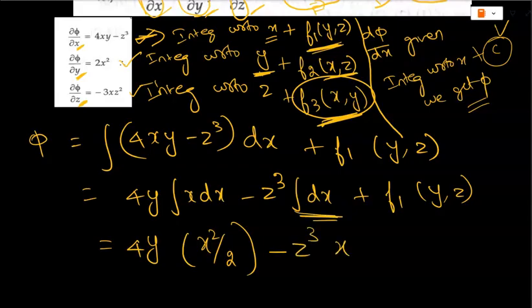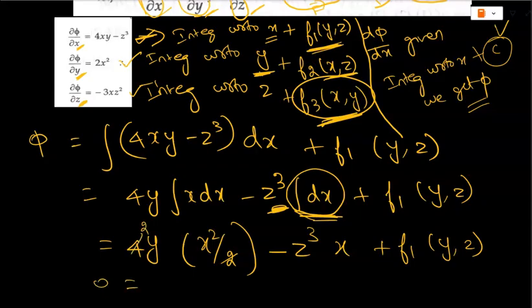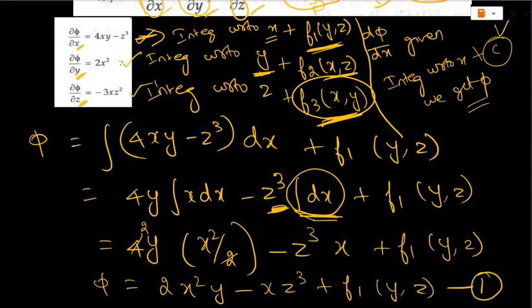Integral of dx is x plus f1 of y comma z. So here we will not write z power 4 by 4, since we are integrating with respect to x, the z cube is just a constant. Now if you simplify, we get phi as 2x square y minus xz cube plus f1 of y comma z. Mark this as equation 1.